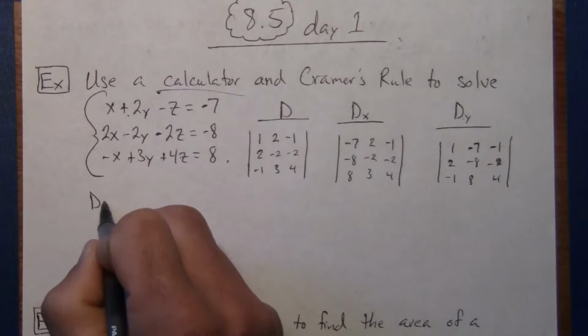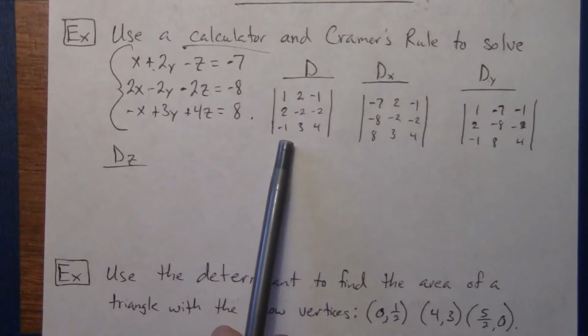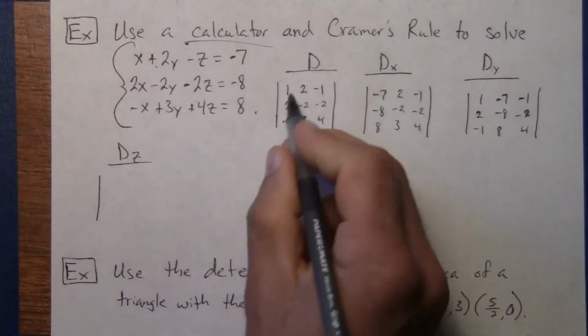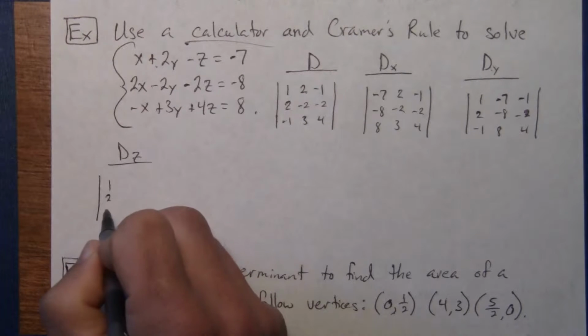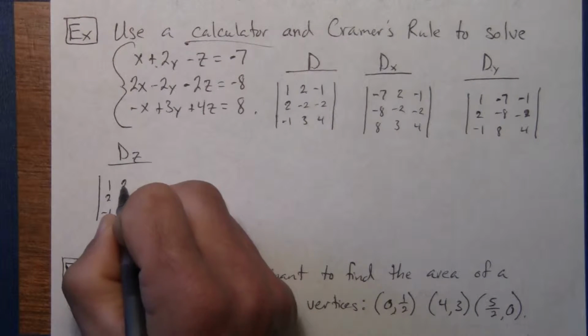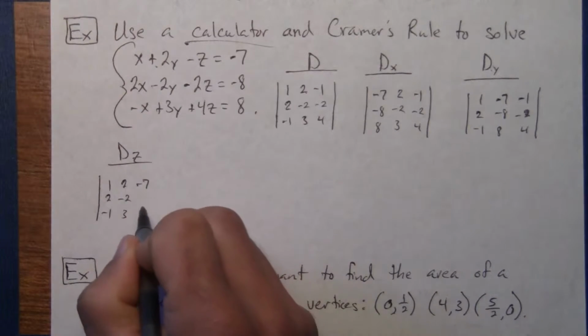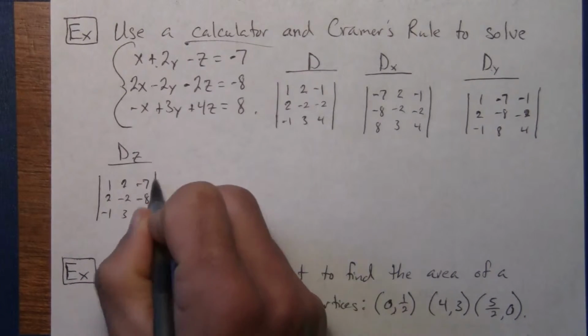And then, of course, I've got to find D sub z as well, which means take the coefficient matrix and block out the z column. So you still should have the x and y column. So still have 1, 2, negative 1. Still have 2, negative 2, 3. And then the z column would become the answers, the negative 7, negative 8, and 8.